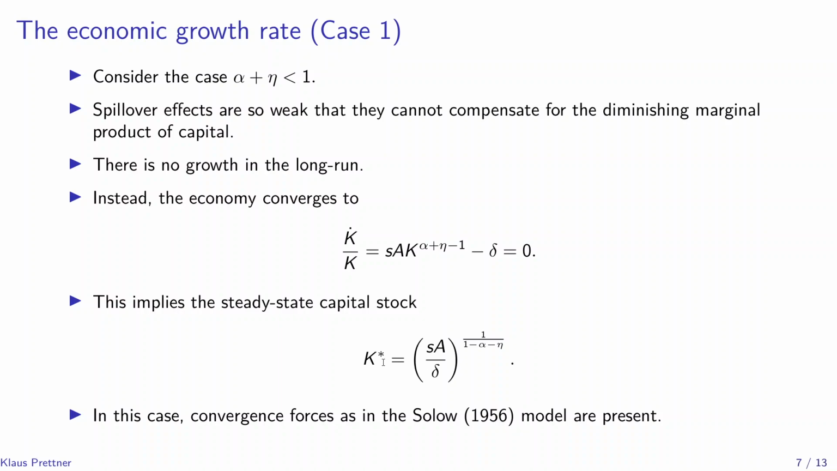So if we start with a capital stock that is lower than the steady state, we would converge to the steady state from below, with the growth rate being positive. And if we start with a capital stock above the steady state capital stock, the capital stock would decrease and we would have a negative growth rate of the economy.